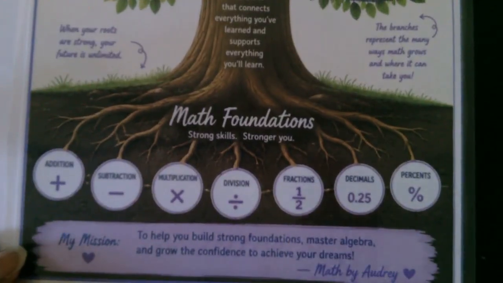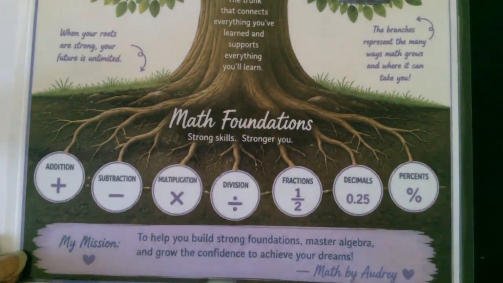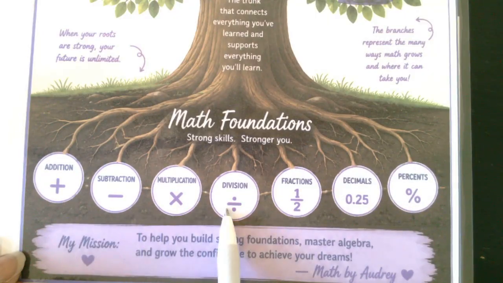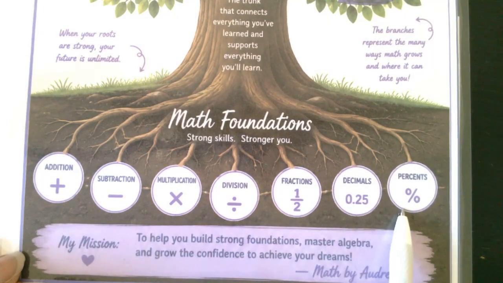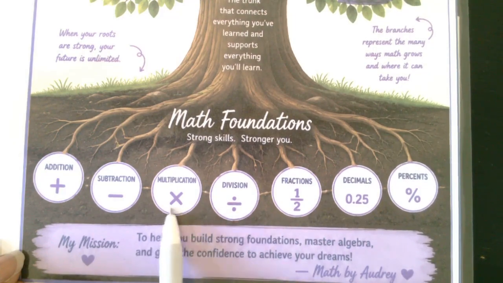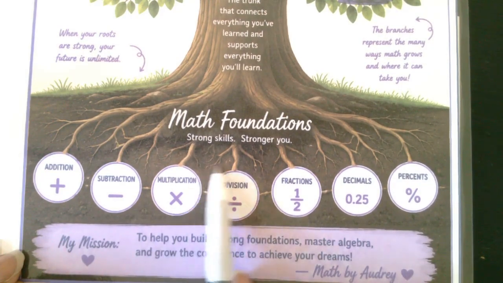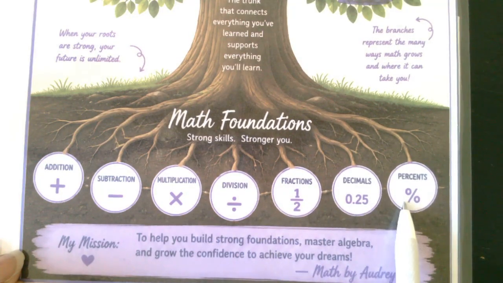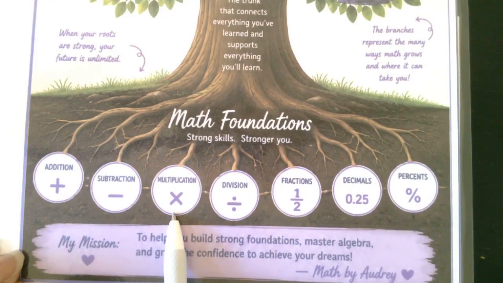Okay? So with the tree, you have your basic math concepts. You got your adding, subtracting, multiplying, dividing, your fractions, your decimals, and your percents. So a lot of us, somewhere along the line, either we missed out on multiplication because that's biting you in the butt right now. That's why you are not that strong with fractions, with decimals, with percents, because your multiplication is not that strong. We're trying to do multiplication using a calculator.